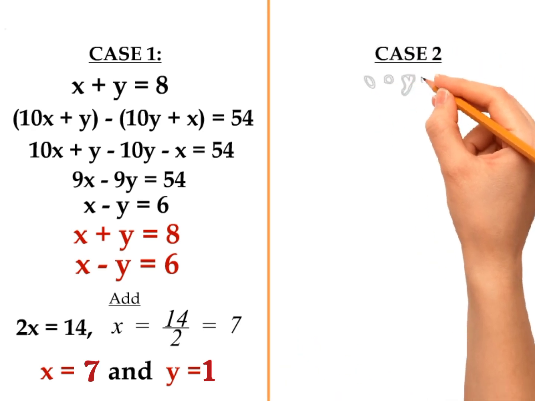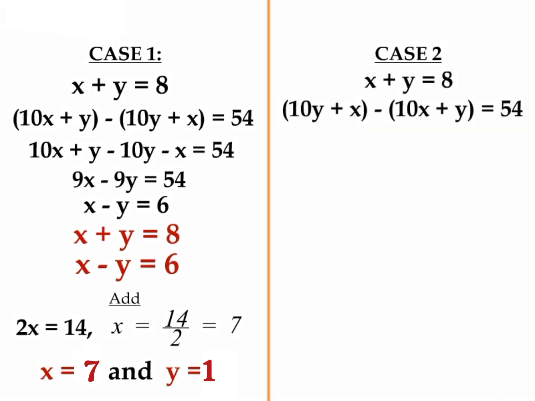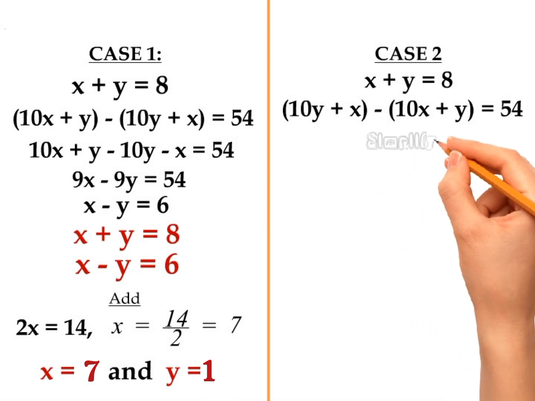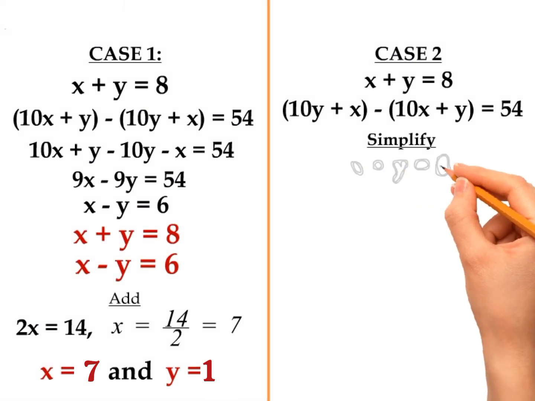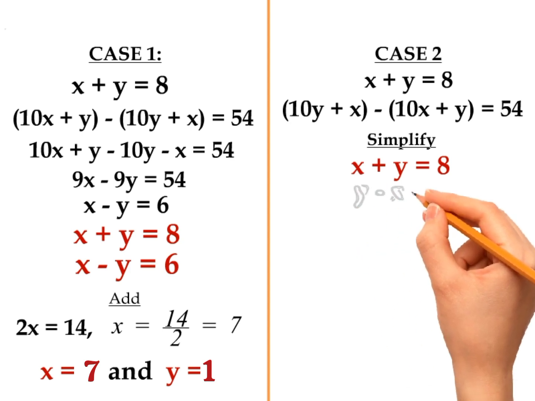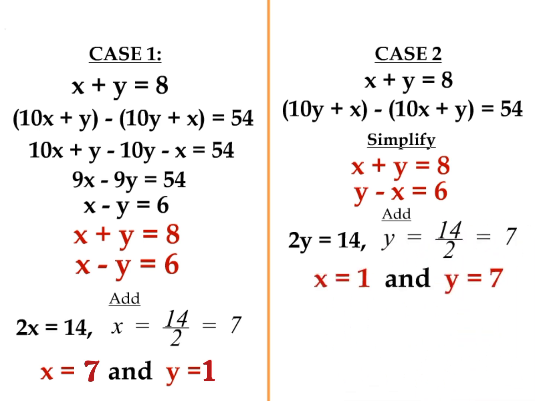Also for the second case, x plus y equals 8, 10y plus x minus (10x plus y) equals 54. Simplifying the second equation, 9y minus 9x equals 54. When you divide through by 9, we arrive at y minus x equals 6. Bringing our first equation closer to the simplified second equation, we arrive at x plus y equals 8, and y minus x equals 6. By elimination method, we add both equations, 2y equals 14, y equals 14 over 2, and y equals 7. And the value of x is 1.